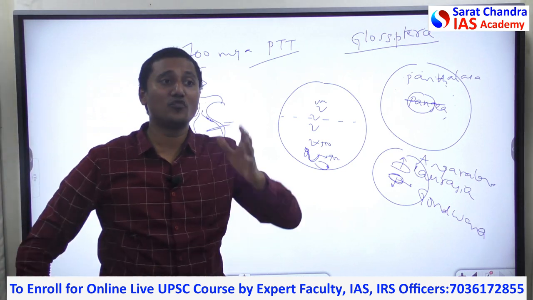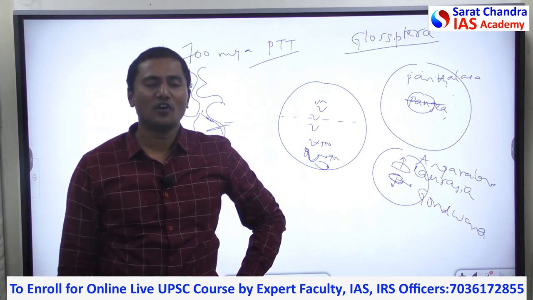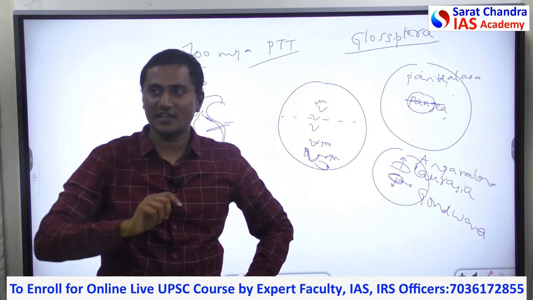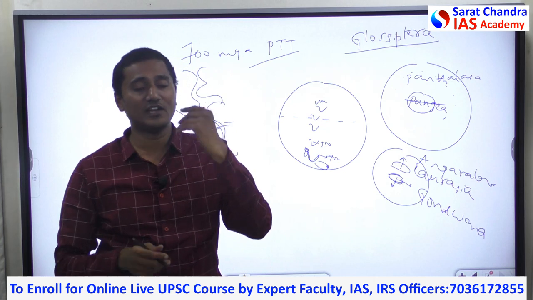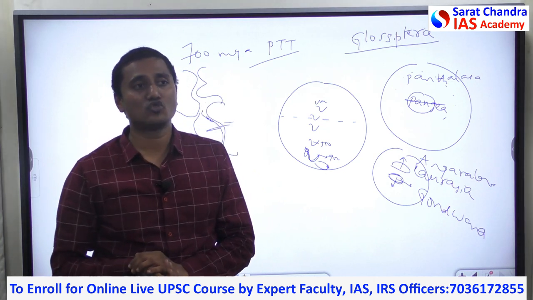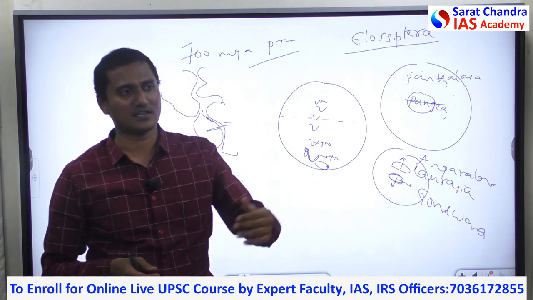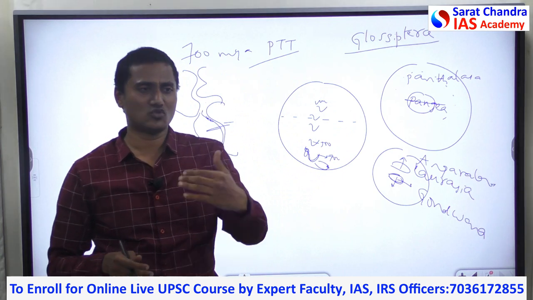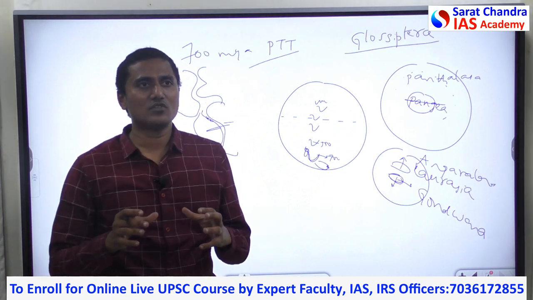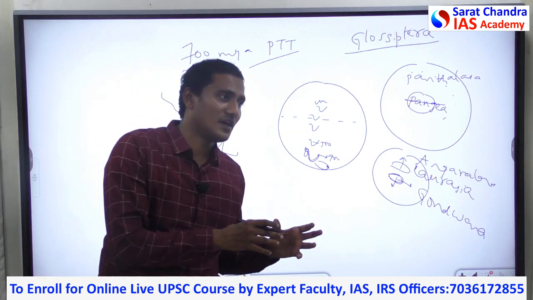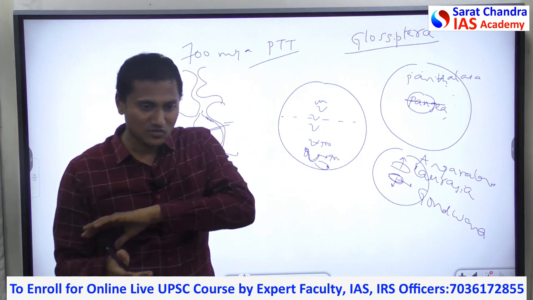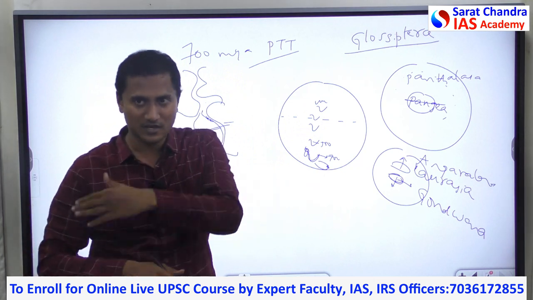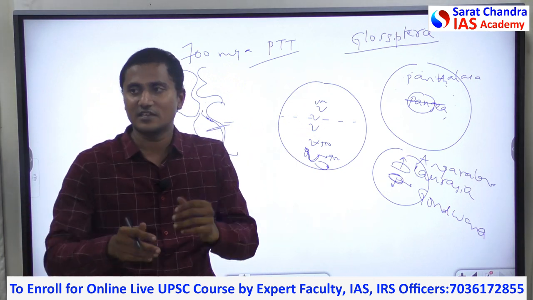Dinosaurs were there 250 million years ago. So when dinosaurs were there, were the Himalayas there? Not there. Himalayas formed recently, only 60 million years ago. Dinosaurs were there during the Triassic era, Jurassic era. I will tell you the eras in another class. Gondwana era, Triassic era, Jurassic era. But dinosaurs were there 200 million years ago. When dinosaurs were there, most of the lands were combined. Dinosaurs used to go from Africa to South America. They used to walk. Land is together.